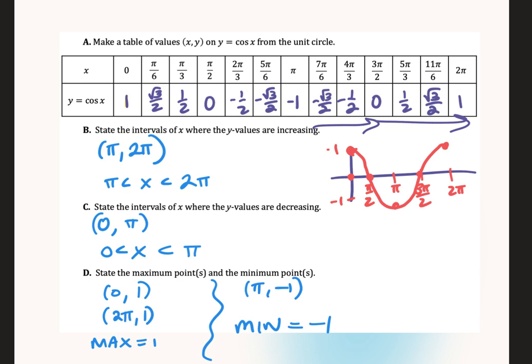Now this, because of the wording, it says state the maximum points. I actually think the preferred would be the coordinate point. If it said state the maximum value, you're looking at 1. If it said when does the max occur, now you're looking at the angle in which it occurs, or where does it occur. Those are the x values. So just watch the wording on it, okay? And then min, pi, and -1. Again, the minimum value would be -1, but the coordinate point is pi, -1.